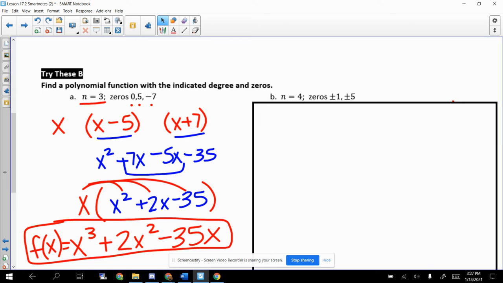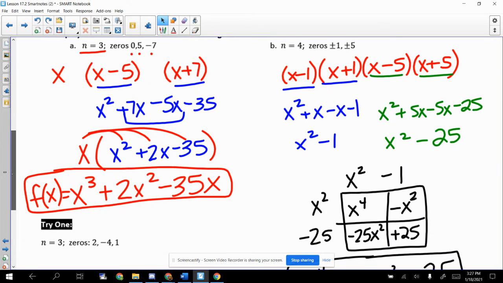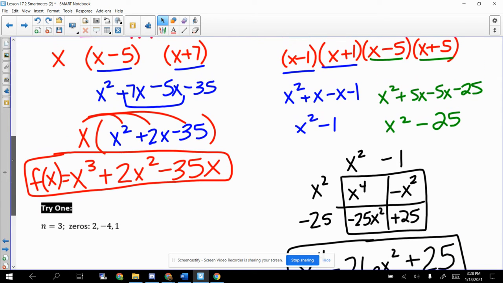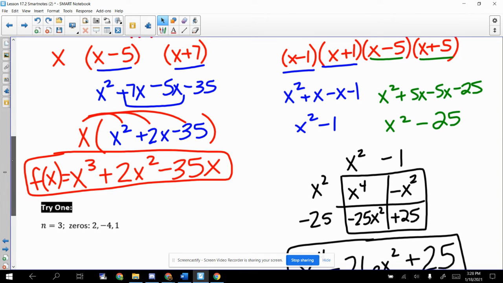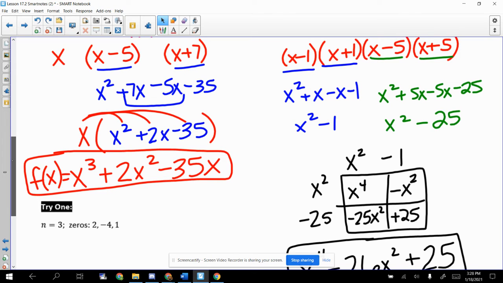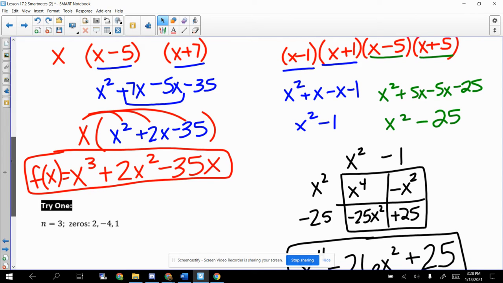Okay, hopefully you paused the video and I'm going to walk you through the work here. So first of all, zeros at positive 1 and negative 1 mean it should look like x minus 1 and x plus 1, right? And zeros at positive 5 and negative 5 should look like factors of x minus 5, x plus 5. So in blue, I went ahead and multiplied the first two, x minus 1 times x plus 1, and I got x squared minus 1 when I simplified. Then in green, I went ahead and multiplied x minus 5 times x plus 5, and when I simplified, I got x squared minus 25.